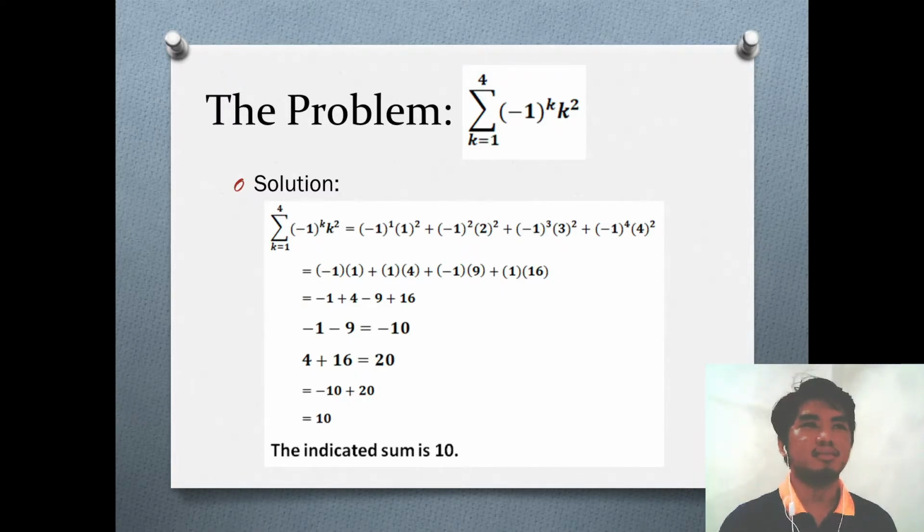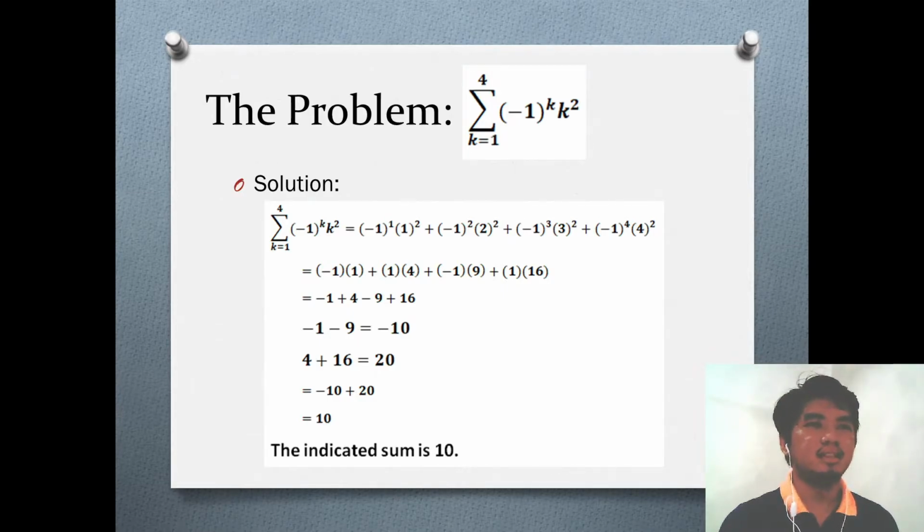The like terms are -1 and -9, and 4 and 16. So -1 minus 9 is -10, because they have like signs, we're gonna add them. So -9 and -1 will come up to -10. And 4 plus 16 is 20. So we're gonna subtract -10 and 20, because they are not like terms or like signs.